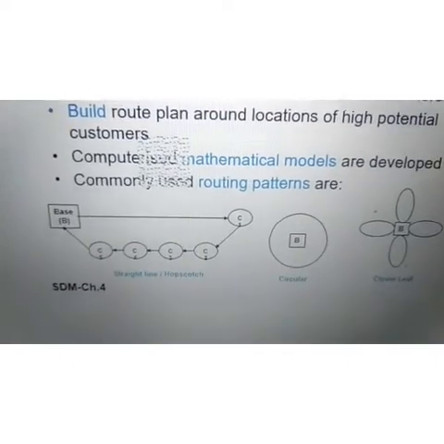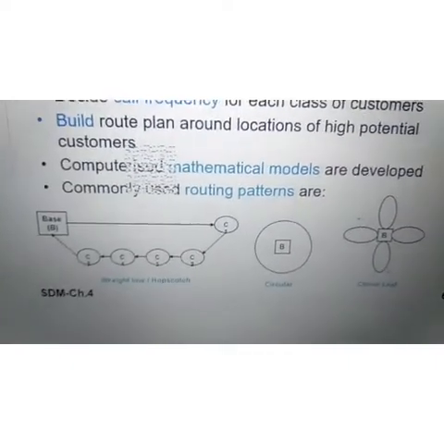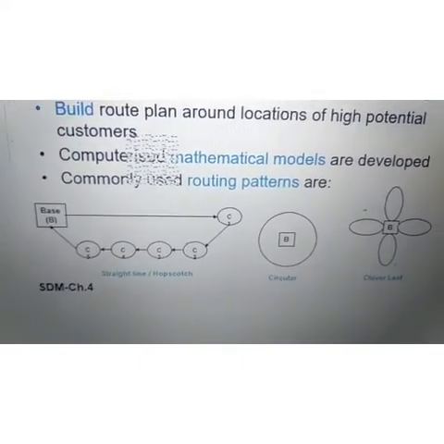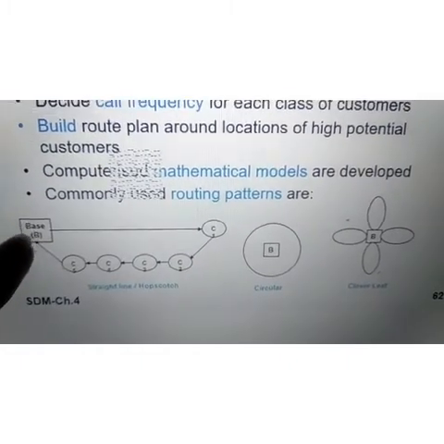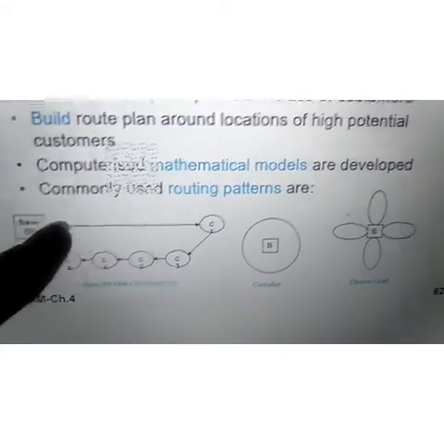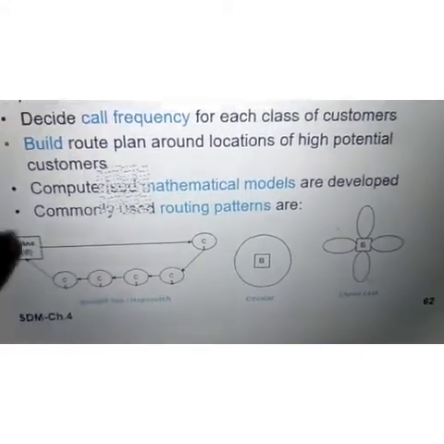Fourth is building a route plan around the location of high potential customers. That is the thing the salesperson should consider first. These are the commonly used routing patterns. Suppose the salesperson has a territory from Janakpuri to Dwarka Mor. In the straight line method, from the base, that is Janakpuri, he'll directly go to the customer who is in Dwarka Mor, and then he'll come back towards Janakpuri in a straight line.